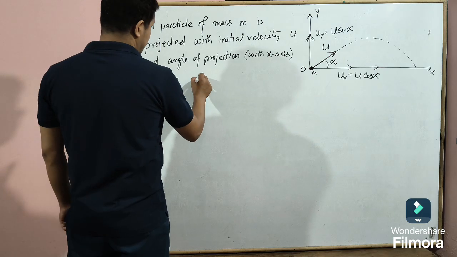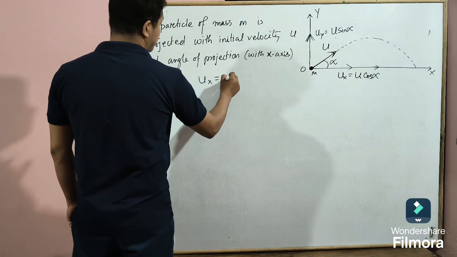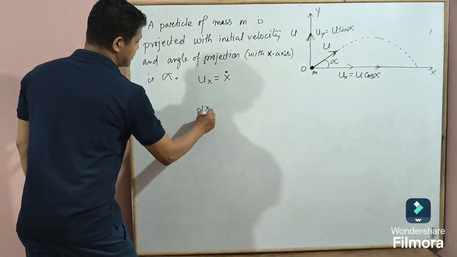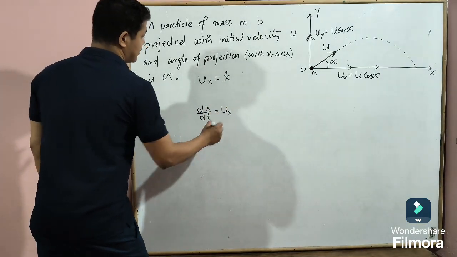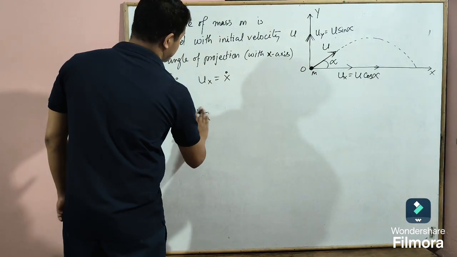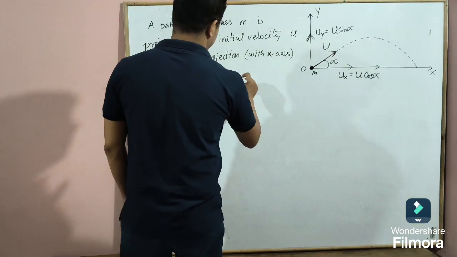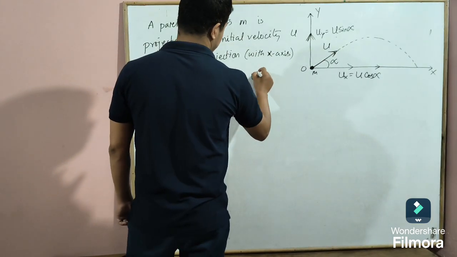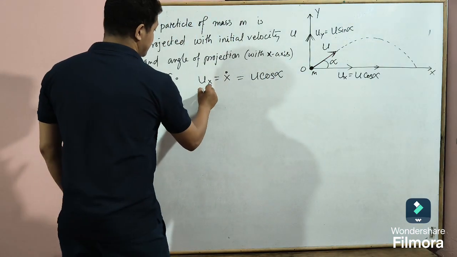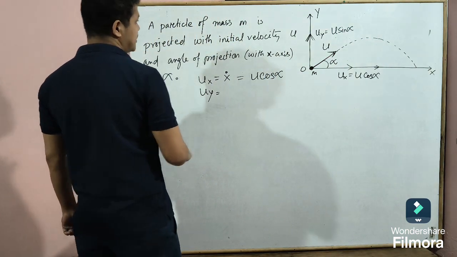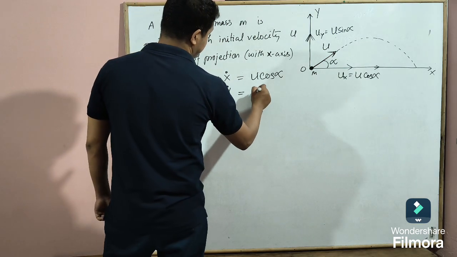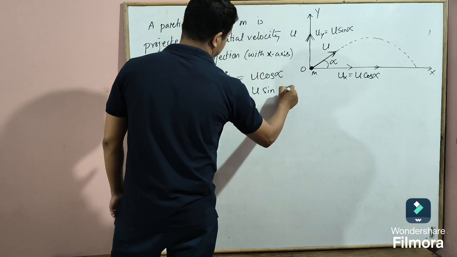So ux, or you can write x dot, meaning dx by dt, gives the velocity along the x-axis. Similarly, y dot is the velocity along the y-axis. So here x dot must be equal to u cos alpha. Similarly, the y component of its velocity, y dot, is equal to u sine alpha.